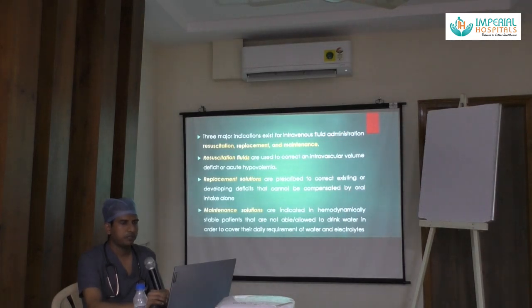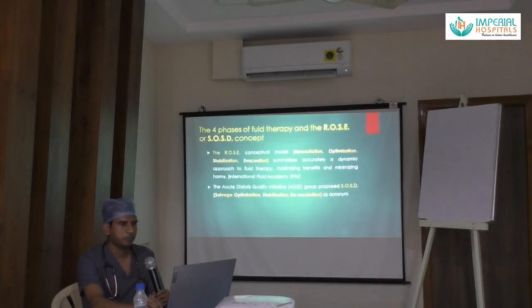So 3 major indications exist for intravenous fluid administration: resuscitation, replacement and maintenance. Resuscitation fluids are to correct an intravascular volume deficit of acute hypovolemia. Replacement solutions are prescribed to correct existing or developing deficits that cannot be compensated by oral intake. Maintenance solutions are indicated in hemodynamically stable patients who are not able to drink water, in order to cover their daily requirement of water or electrolytes, like in the perioperative period.